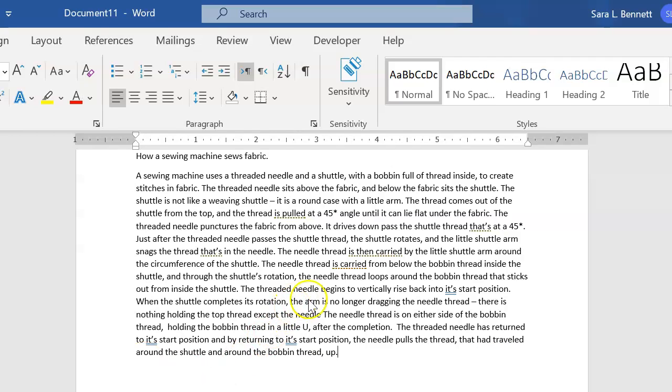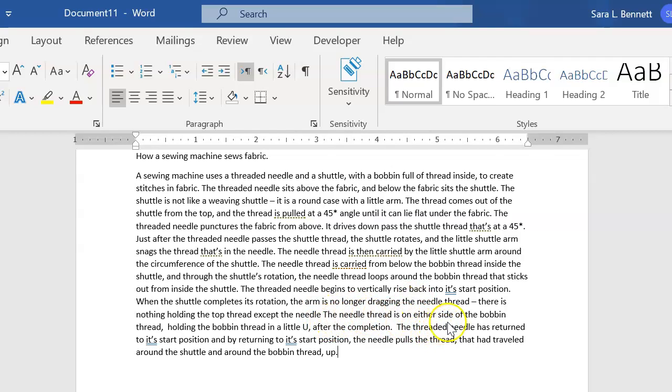So here we can see that I've moved this bit of the U down towards the end. It's one of the last stages, it's the last part of the step, the actual stitch that is finally produced. The threaded needle begins to vertically rise back into its start position. We could say the threaded needle above the fabric begins to rise vertically, or we could say it leaves the fabric that it had punctured and rises vertically. We can always add more detail that helps our reader understand the process.